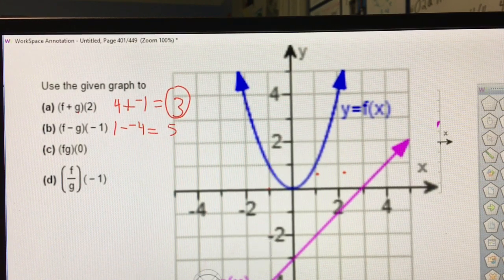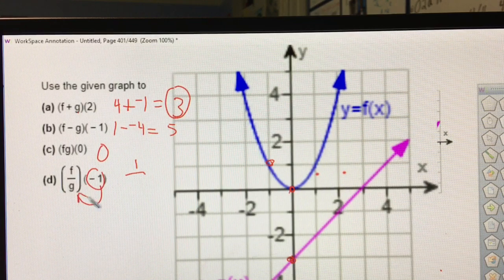F times g of 0, so let's see what f of 0 is. F of 0 is 0, g of 0 is negative 3, but negative 3 times 0 is 0. Now I want to do f over g of negative 1. The blue one at negative 1 is 1, and that's going to go over the red graph when I plug in negative 1 there. At negative 1, it's 1, 2, 3, 4. It's negative 4. So that answer is going to be negative 1/4.